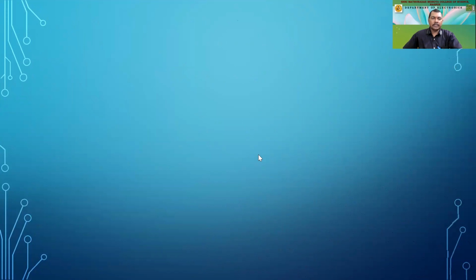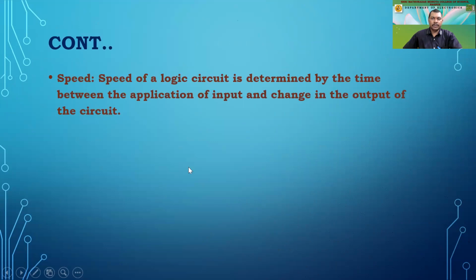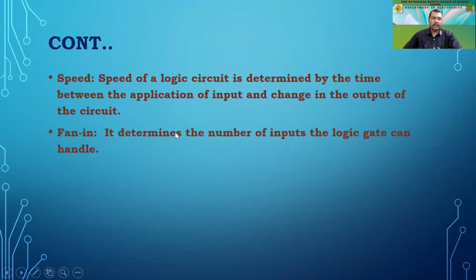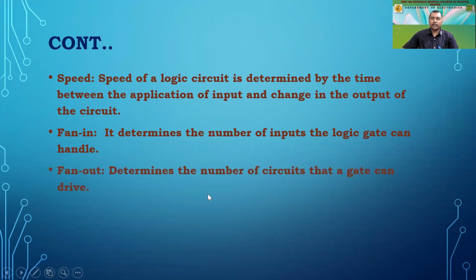I have told you the speed of a logic circuit is determined by the time between the application of input and the change in the output of the circuit. Fan in determines the number of inputs the logic gate can handle, and fan out determines the number of circuits that a gate can drive. So fan out is on the output side, and fan in is on the input side. Then noise immunity is the maximum noise that a circuit can withstand without affecting the output. So these are some of the basic characteristics which are very essential for logic families as far as gates are concerned.